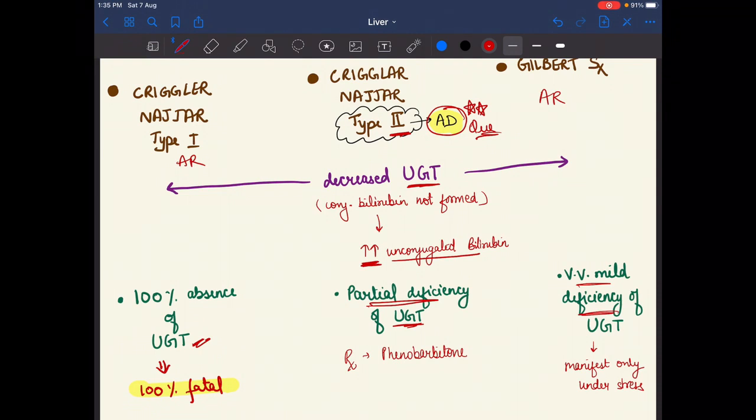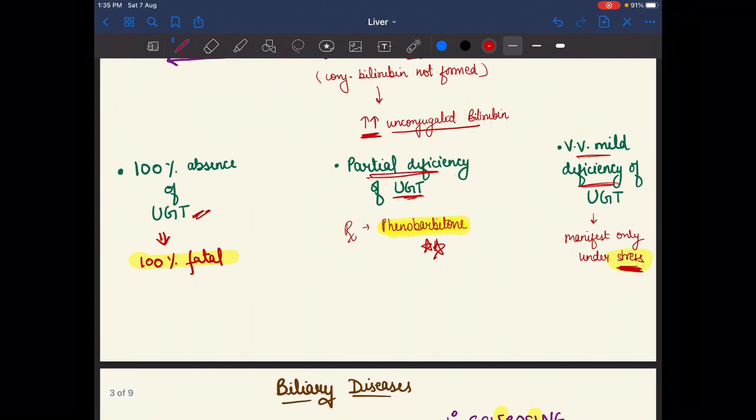In type 2, there is partial deficiency, while in Gilbert there is very mild deficiency, and this deficiency is manifest only when the person is under stress. We can treat Crigler-Najjar type 2, in which there is partial deficiency of UGT, with phenobarbital. Type 1 Crigler-Najjar syndrome is 100% fatal.